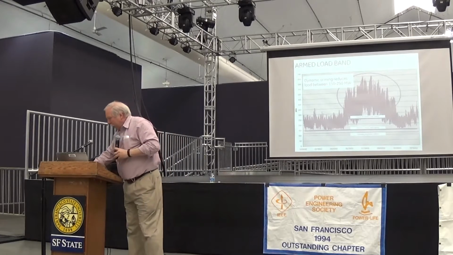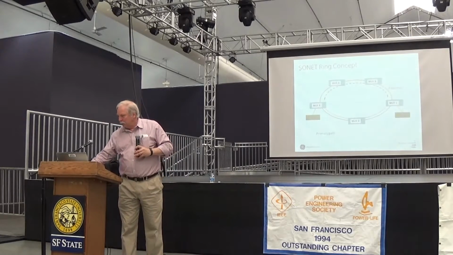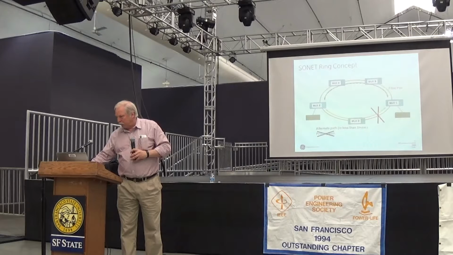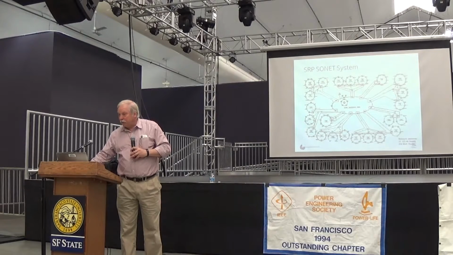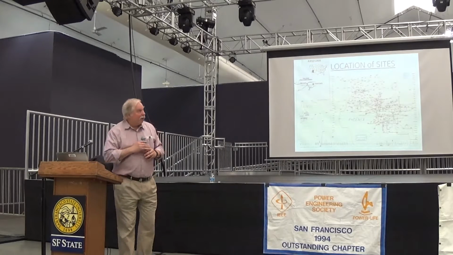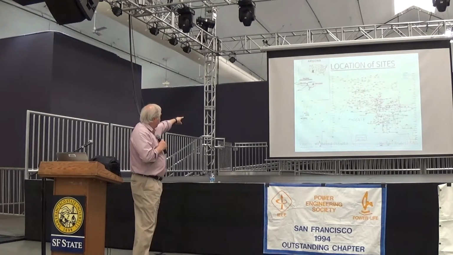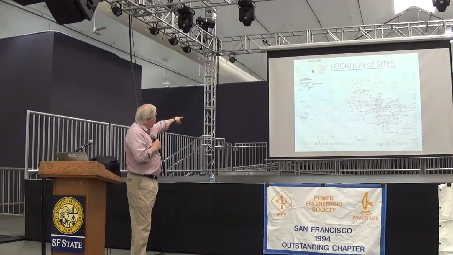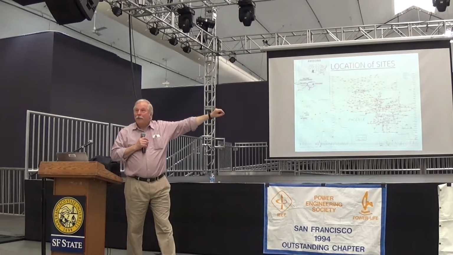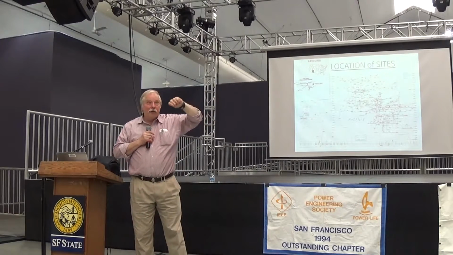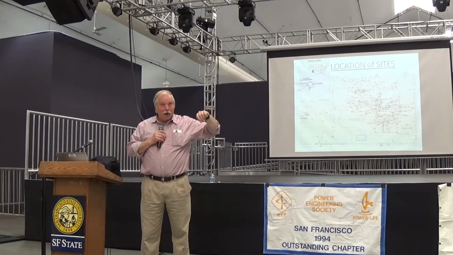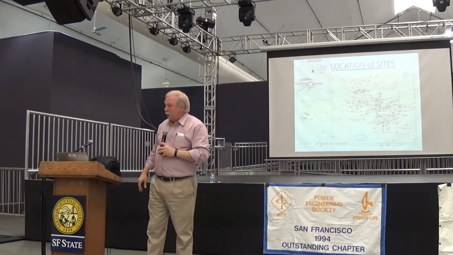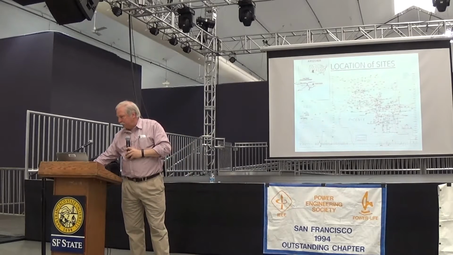How quick was that? This is the SRP SONET network. This picture here shows on the far left is Palo Verde, and then you see Phoenix, Arizona. All the little black dots on that map are the substations that were identified for load shed in the Phoenix area.